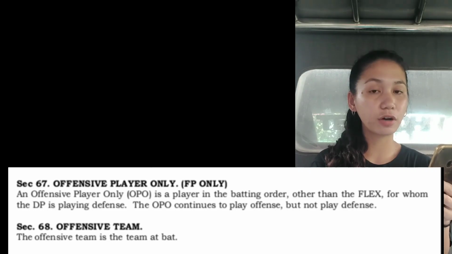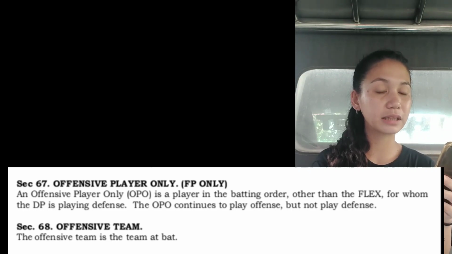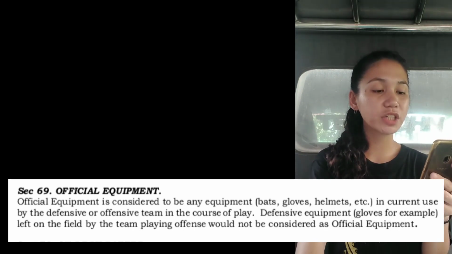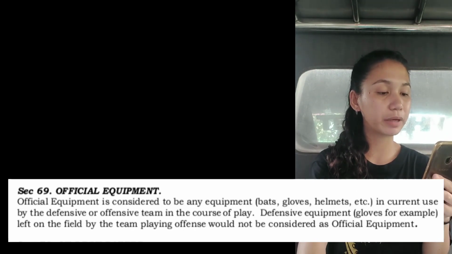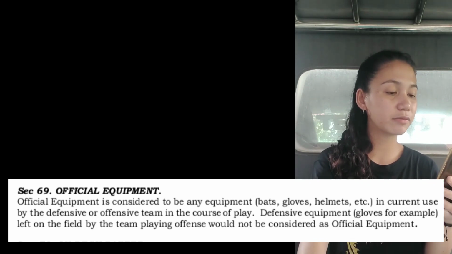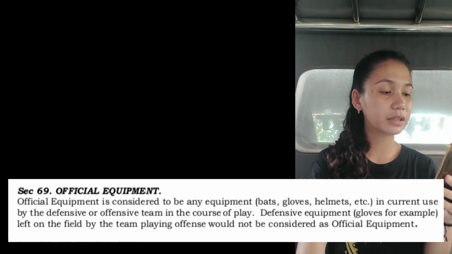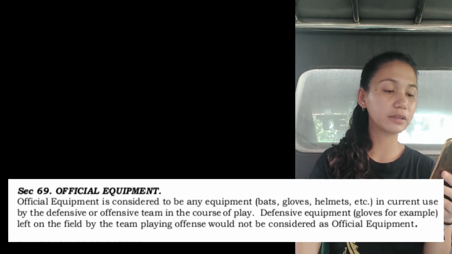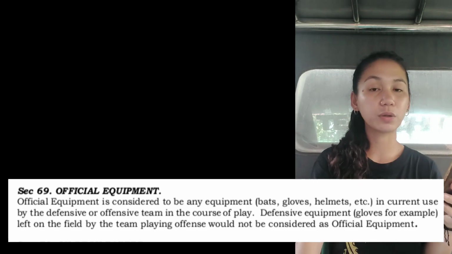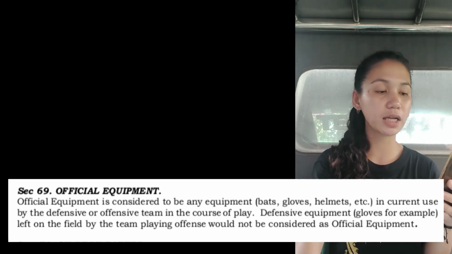Section 68 is offensive team. The offensive team is the team at bat. So section 69, official equipment. Official equipment is considered to be any equipment, bats, gloves, helmets, etc. in current use by the defensive or offensive team in the course of play. Defensive equipment, gloves for example, left on the field by the team playing offense would not be considered as official equipment. So that is section 69, official equipment.